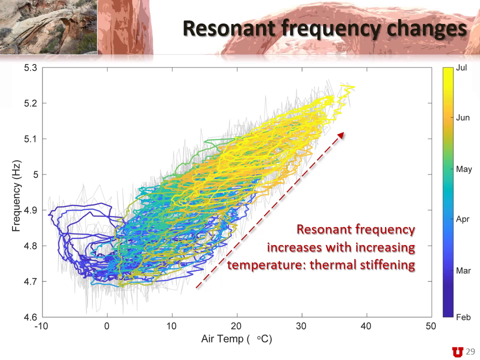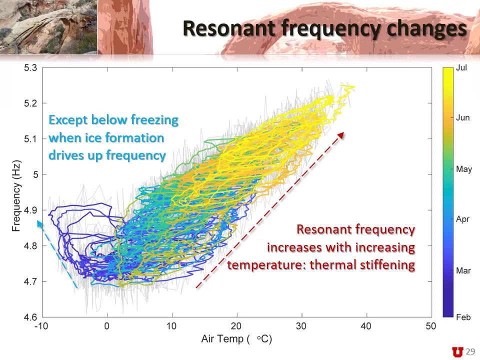But that's a reversible effect. So if I take away that heat, take away that thermal expansion, and the arch cools down and contracts, then I would drop back down this line back down to here. So this is one aspect, thermal stiffening. The other aspect is what happens down here. And you can see that when temperatures drop below freezing, we again get an increase. And an increase means, again, stiffening. Increased frequency means the rock is stiffening.